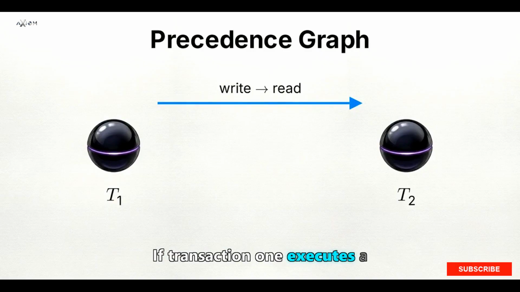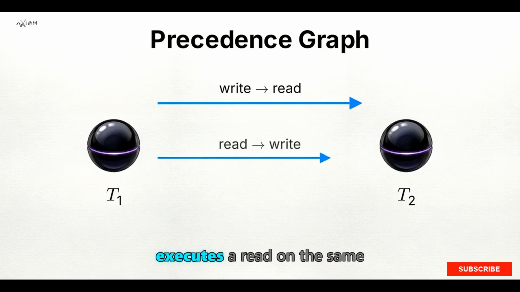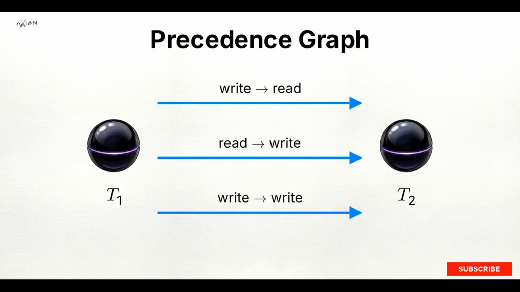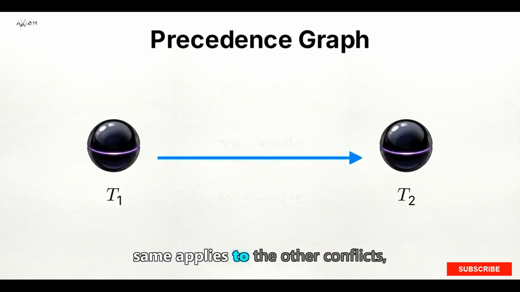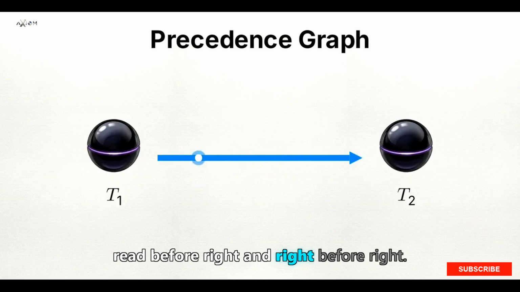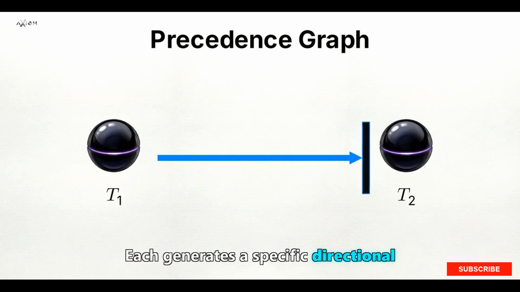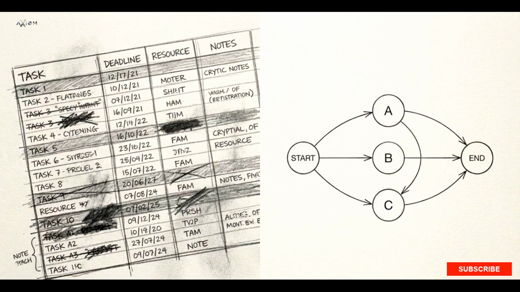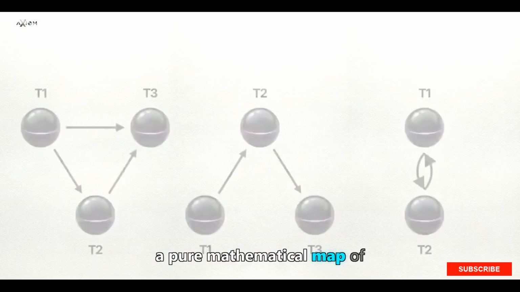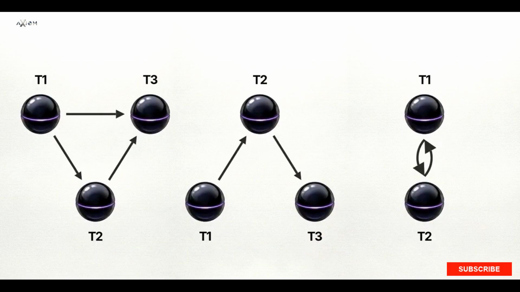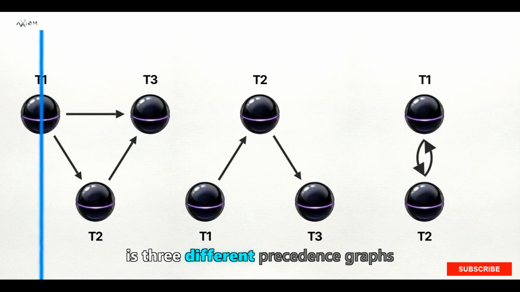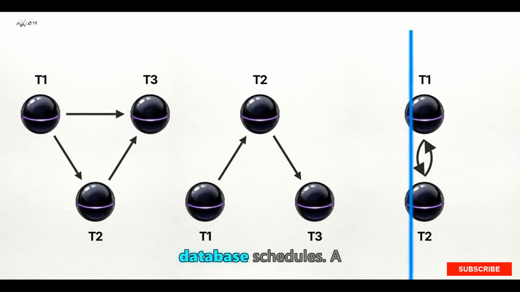If transaction 1 executes a write before transaction 2 executes a read on the same item, an arrow is drawn from T1 to T2. The same applies to the other conflicts, read before write and write before write. Each generates a specific directional edge. The direction of the arrow dictates the mandatory order of operations. It locks the transaction at the tail of the arrow into executing before the transaction at the head. A precedence graph strips away the noise of a massive schedule, leaving only a pure mathematical map of the mandatory chronological dependencies between transactions.